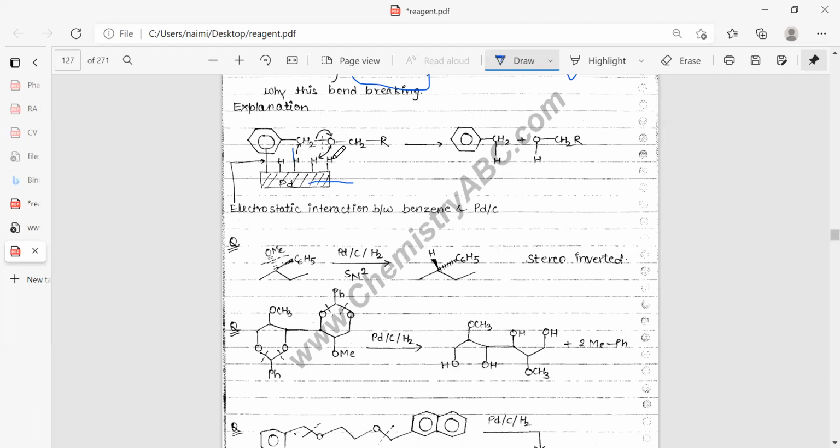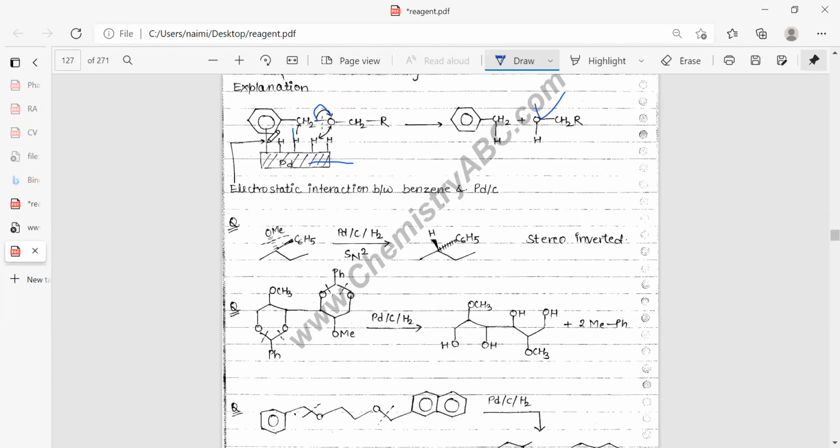You can say this hydrogen is attached from this. One hydrogen is attached from this, forming the toluene, while the remaining forms this bond, the electron density shifts here, and this O minus attracts hydrogen, forming the alcohol. Okay, so this is the mechanism.